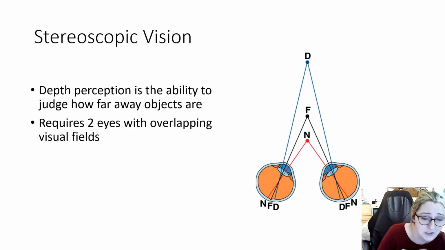Stereoscopic vision is your ability to see depth perception. What I want you to know is that it requires two eyes with overlapping visual fields. If you do not have that, you are not going to be able to see very well. Your depth perception will not exist, and this can play into whether or not you are allowed to have a driver's license or operate certain machinery.